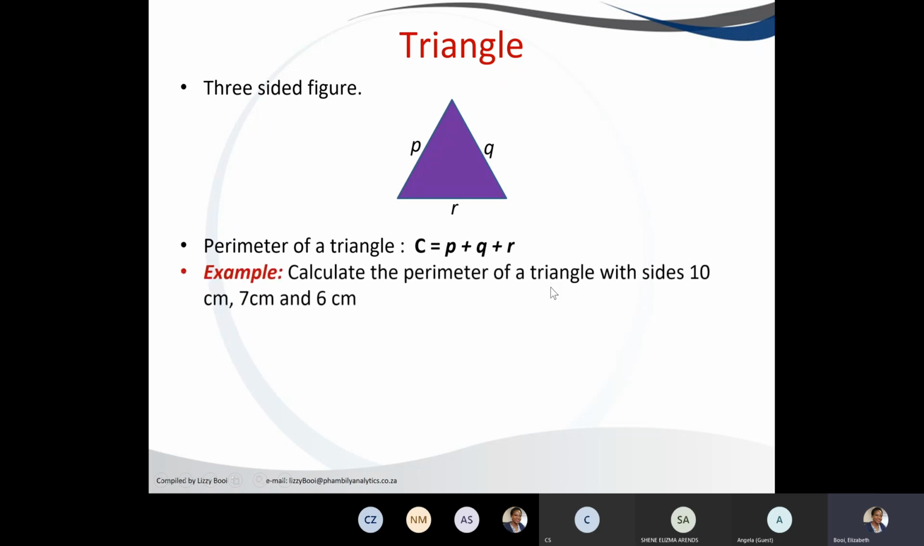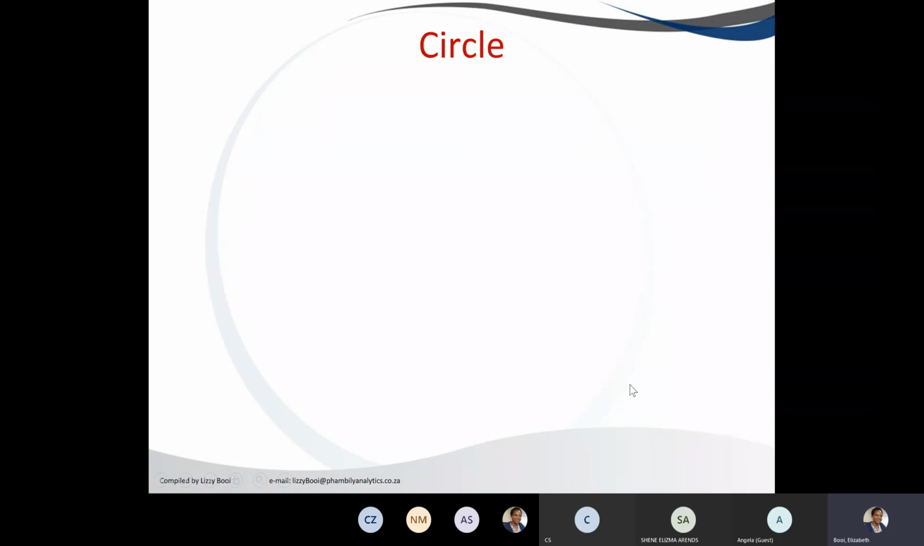And if we are given an example that says calculate the perimeter of a triangle with sides of 10 centimeters, 7 centimeters, and 6 centimeters, it means we're going to say 10 plus 7 plus 6. Dropping the formula, we will get the circumference as 23, which is also called the perimeter. Easy to calculate. The only challenge is when we calculate the perimeter of a circle.